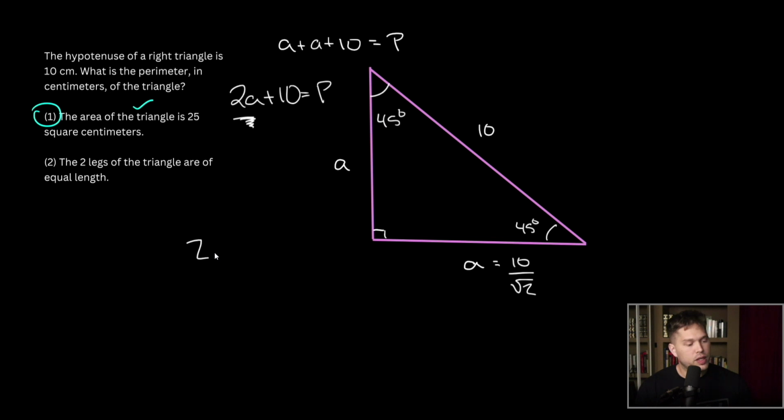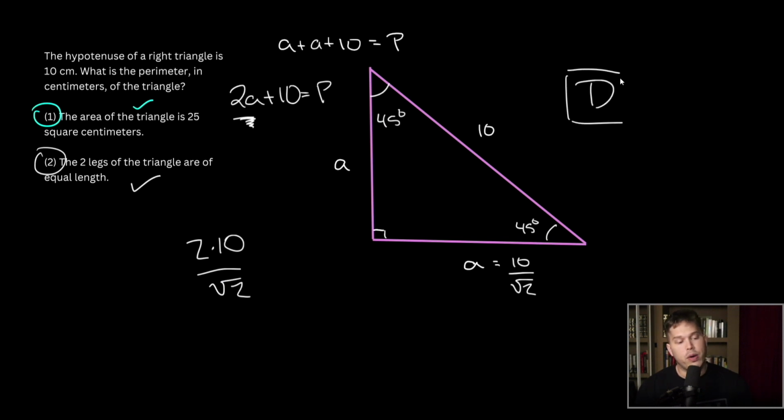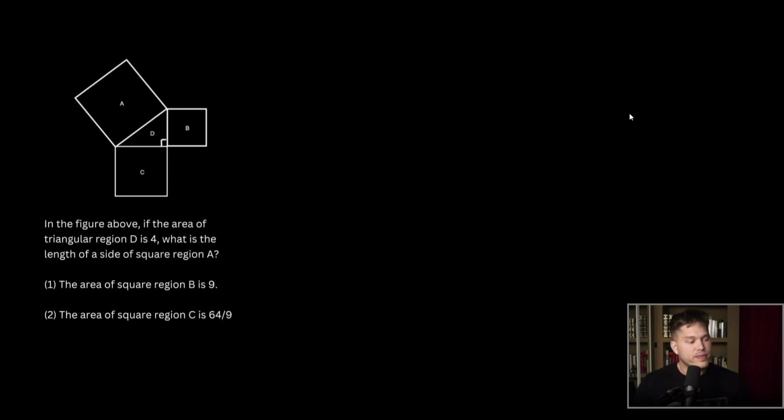2a would just be 2 times 10 over the square root of 2. What this simplifies to doesn't so much matter as just us understanding that we do have enough information to solve the problem with statement 2 alone. And so our answer for this question is going to be answer D. Both statements 1 and 2 independently are sufficient to answer this question.